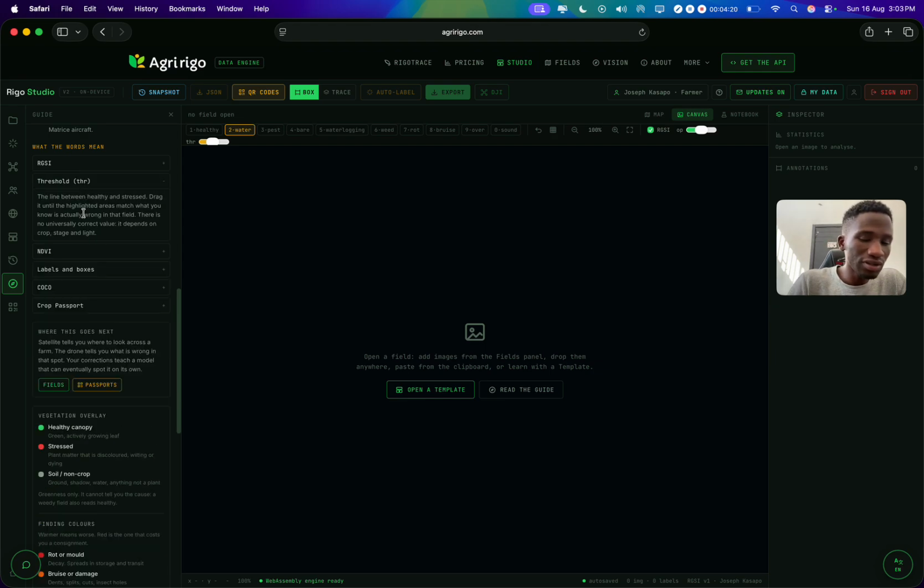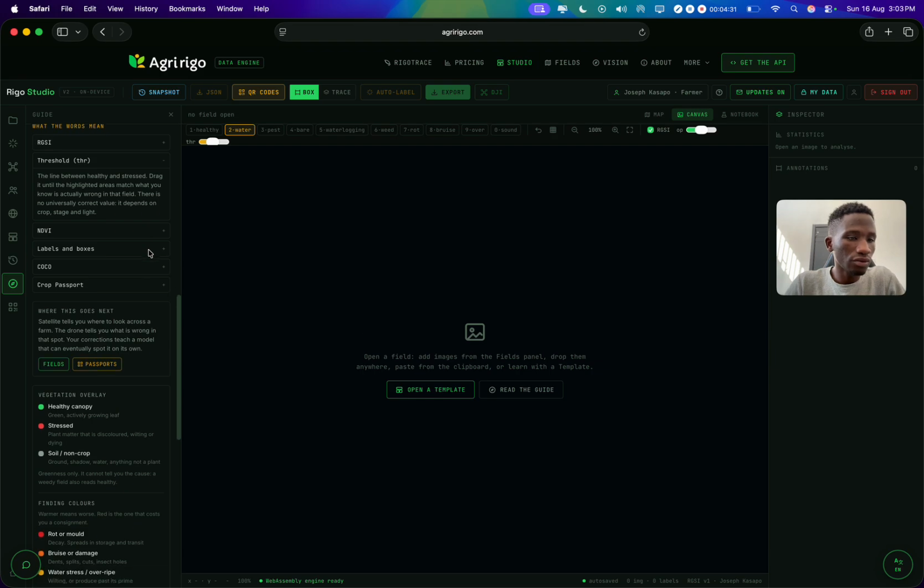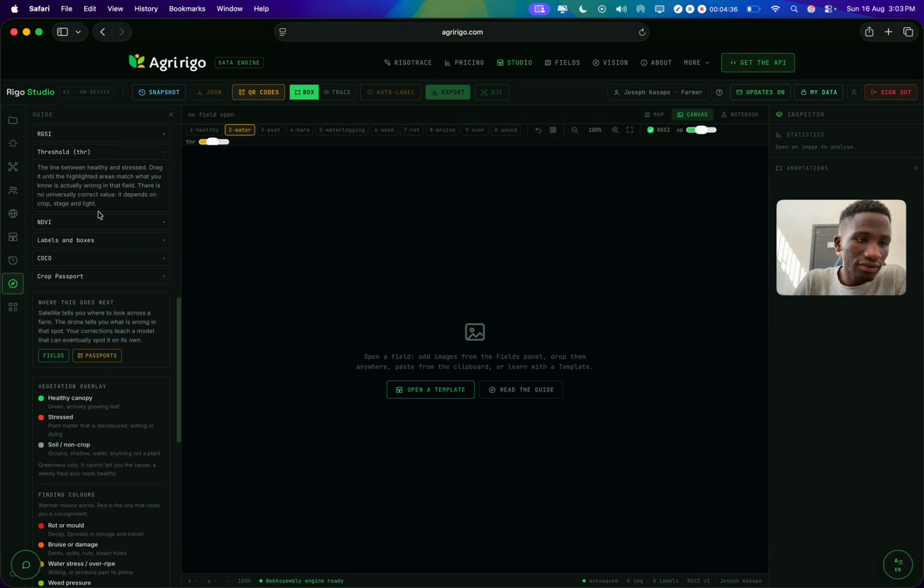We have a term called THR, and that's the threshold. The threshold is the line between healthy and stressed. Drag it until the highlighted areas match what you know is actually wrong in the field. We also have the NDVI. That's the satellite version of the same idea, from sustainable to 10 meters, used on the field page to show which part of your whole farm to visit.